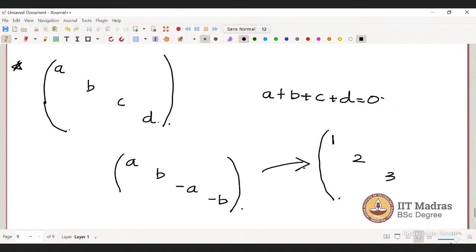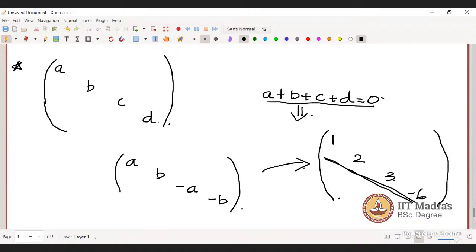So the condition is sum of diagonals is equal to 0. But the thing is, when you are writing this, you are excluding this matrix, 1, 2, 3, 5, 6. Right? When you are writing this, you are excluding all these matrices, right? So from here you cannot say that.